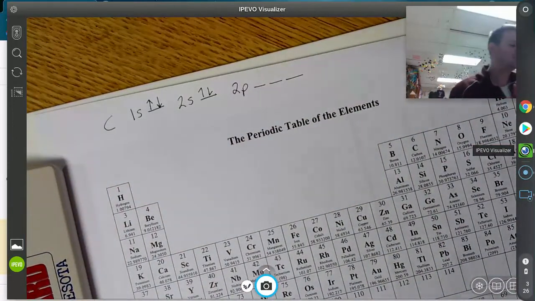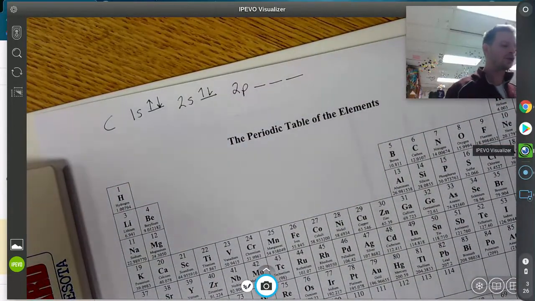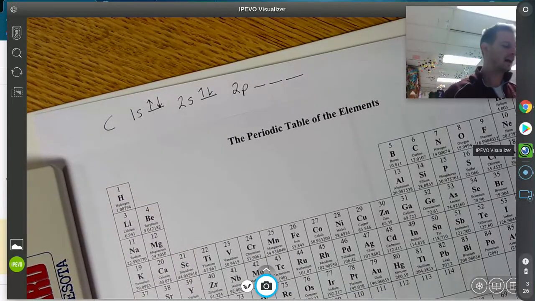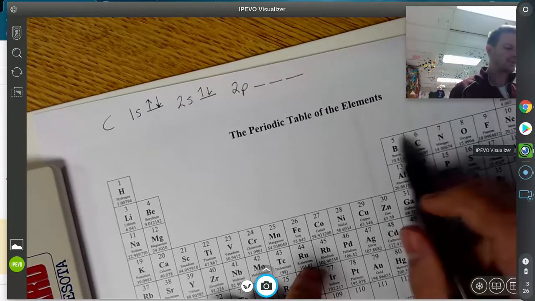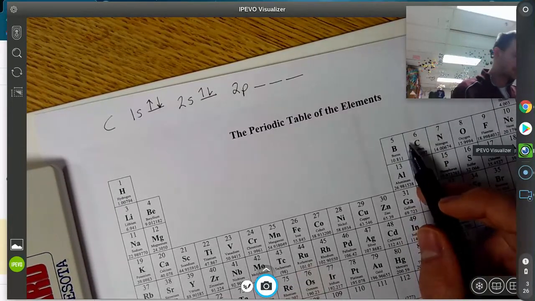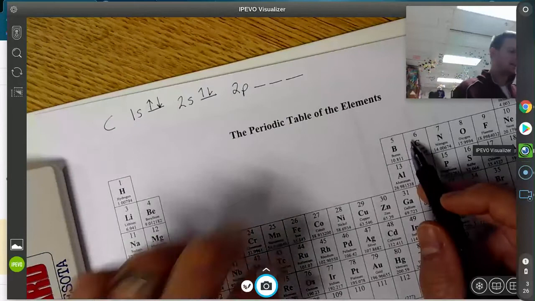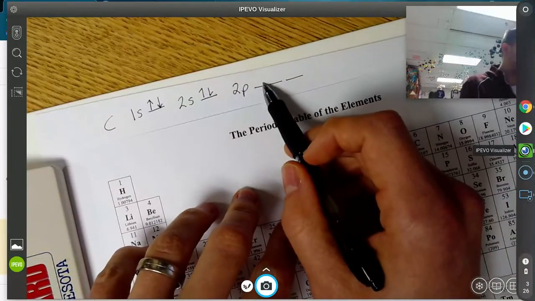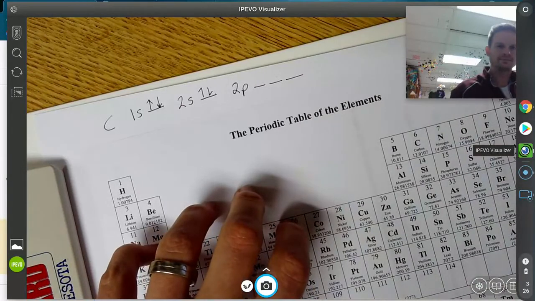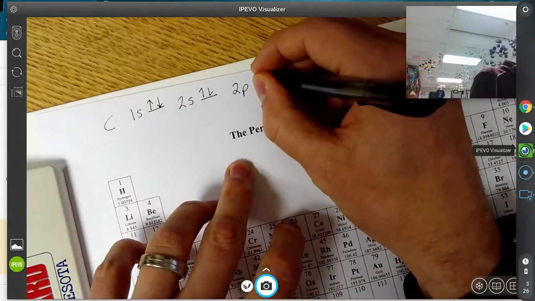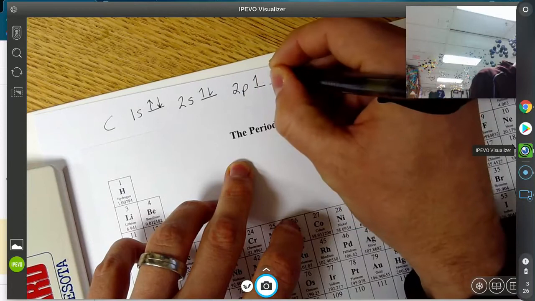Okay, now according to Hund's rule, it says in order to fill this up, I need to put in electrons in different locations. The Pauli exclusion principle says I need up arrows first. So I need 2 more electrons, right? I'm trying to get to 6. And so in order to do this, either I'm going to put an up arrow and a down arrow there, or I'm going to put 2 up arrows. Which do you think I'm going to do? The correct answer is I'm going to do an up arrow and an up arrow.